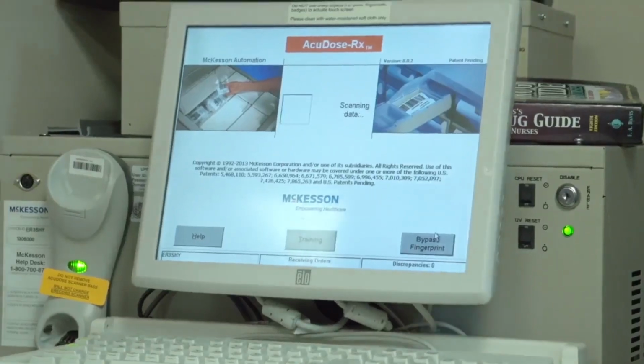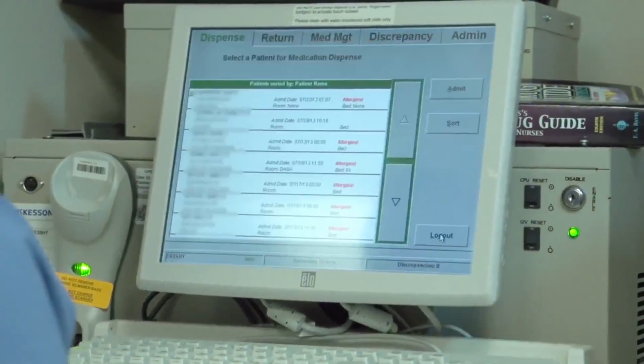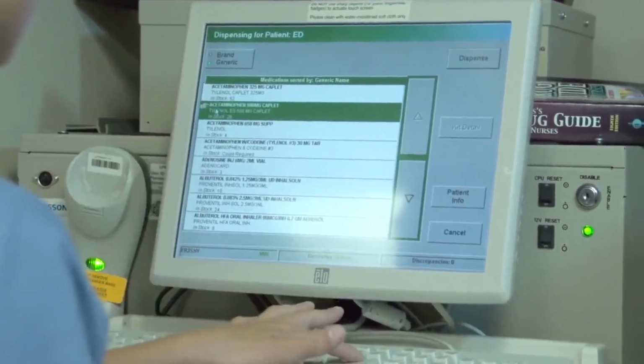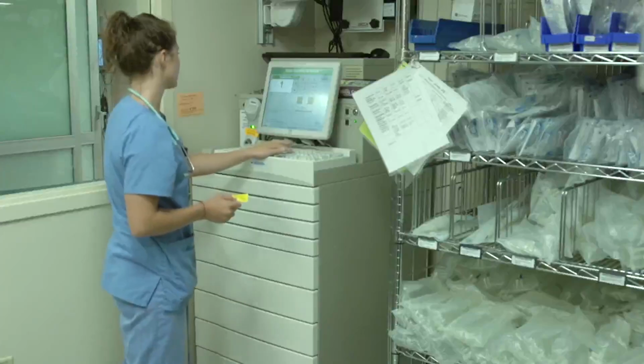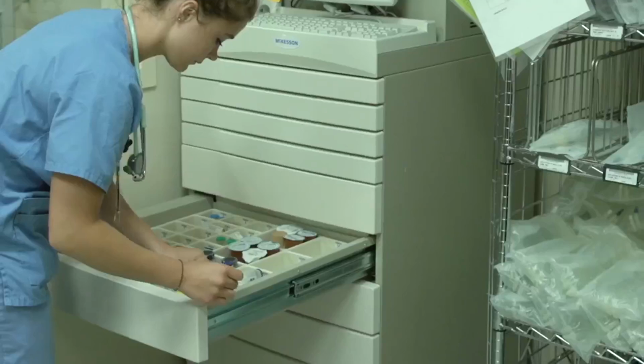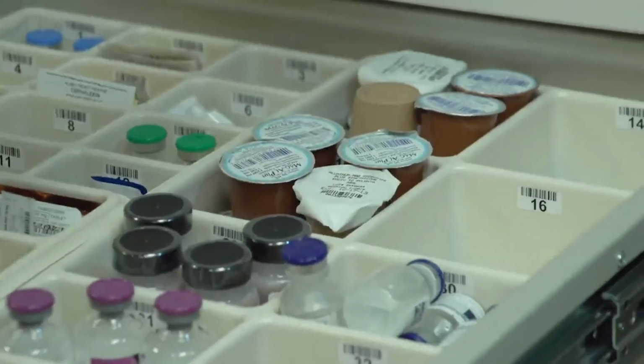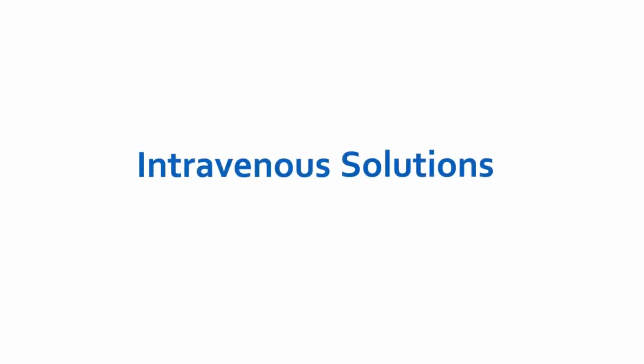You see that the RN refers to the computer screen and notes what medications are needed for a particular patient. Then, an electronic system facilitates access to drugs in drawers in the machine. Intravenous solutions are also kept in this room.